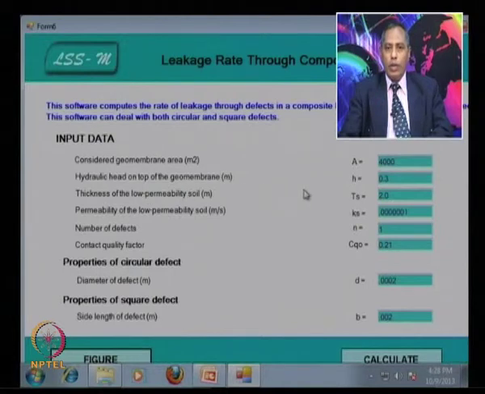Hydraulic head on the top of the geomembrane H is equal to 0.3 meter. Thickness of the low permeability soil, that is TS, is 2 meter, and the permeability of the low permeability soil Ks is equal to this value meter per second. Number of defects, let us say, is equal to 1, and the contact quality factor, that is CQO, is 0.21, and properties of the circular defect, that is diameter of the defect D is equal to 0.002 meter, and properties of the square defect, that means side length of the defect, that is B is equal to 0.002 meter.